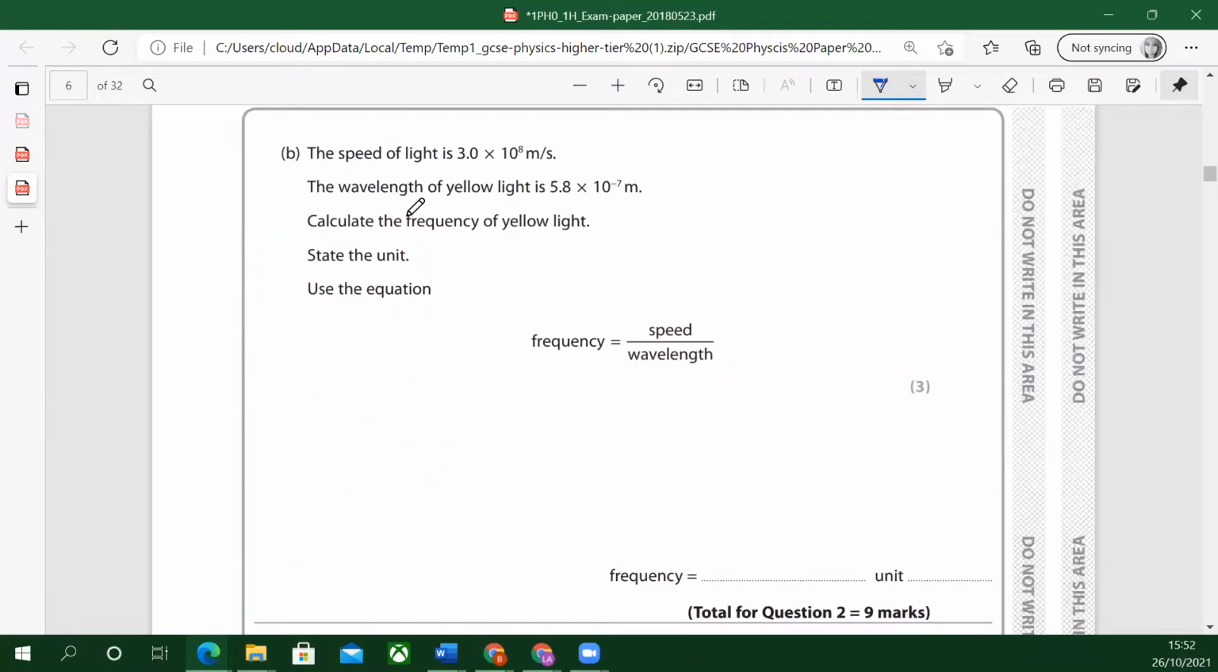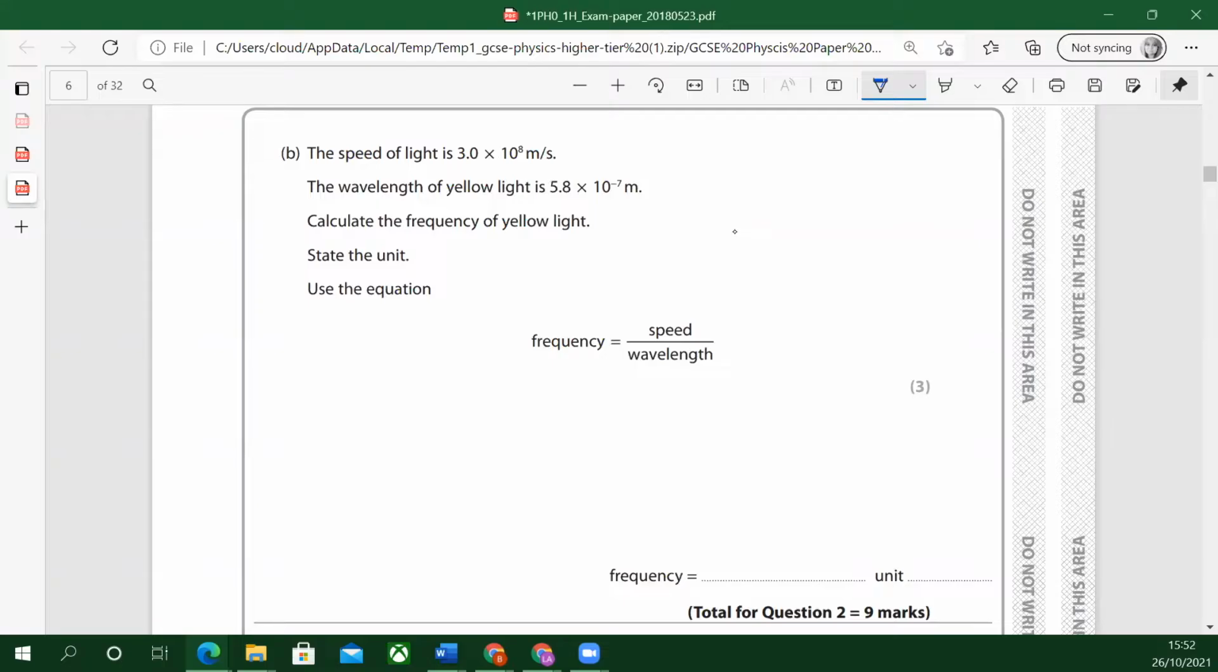We've got an equation. Speed of light is 3 times 10 to the power of 8 meters per second. That's the speed of light in a vacuum. The wavelength of yellow light is 5.8 times 10 to the minus 7 meters. Calculate the frequency of yellow light. Okay, we've been told to state the unit, and use it. We've been given the equation, we don't even need to look for it. Okay, this is worth 3 marks.